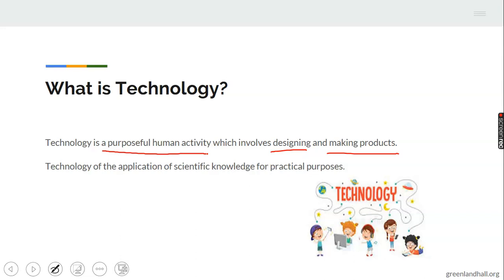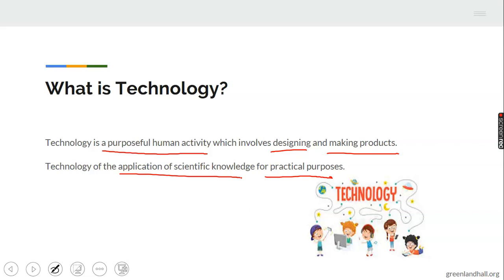And then I have another definition here, in case that is not clear enough. I say, technology is the application of scientific knowledge for practical purposes. Application of scientific knowledge for practical purposes. It's saying the same thing, but in a different way.